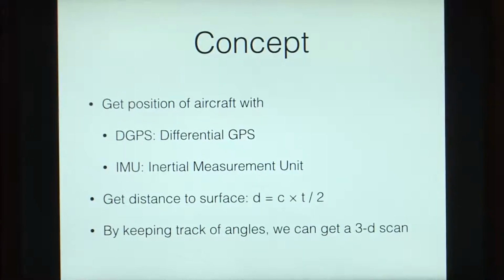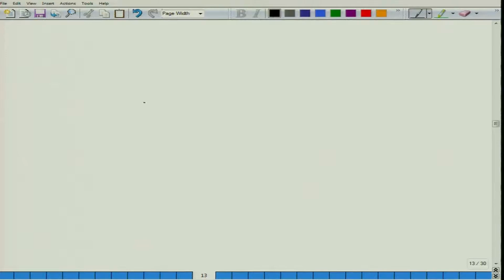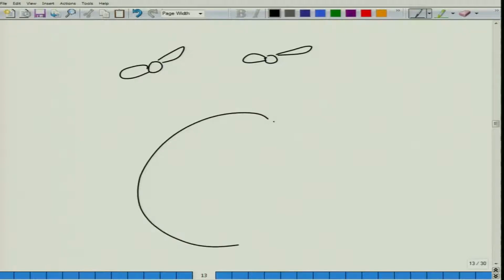When we are using Lidar, we need to get the position of the aircraft. Now, the position of the aircraft can be had using two systems. You can use a differential GPS or you can use an inertial measurement unit. In the case of a differential GPS, we have a constellation of satellites moving above us. Suppose this is the Earth, and we have a number of satellites for GPS that are going all around it.